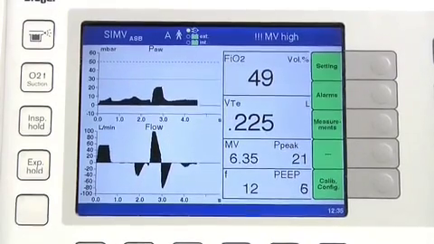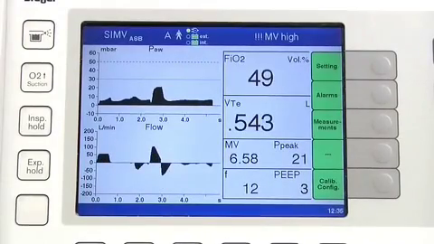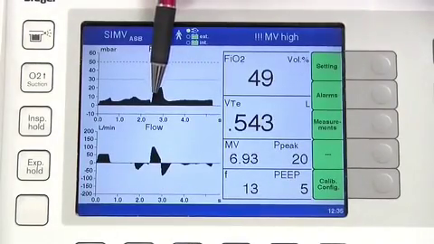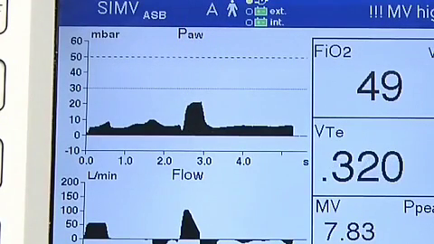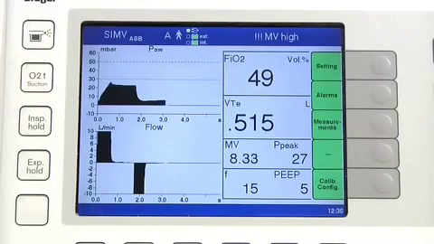I'll just freeze that screen. You can see a slight deflection before the waveform. That deflection is where the patient is initiating or triggering that breath.